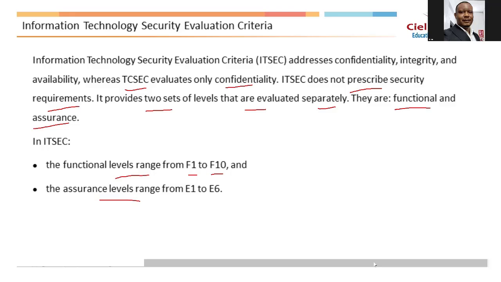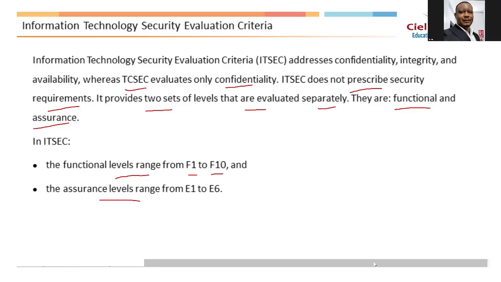So in a nutshell, if you need something more holistic that covers the CIA triad, then you may want to consider the ITSEC as the case may be. Functional levels basically assess how well the system functions in terms of security. That's what functional level does. So the higher the level, the more secure or more advanced the system is in terms of reliability when it comes to security function.